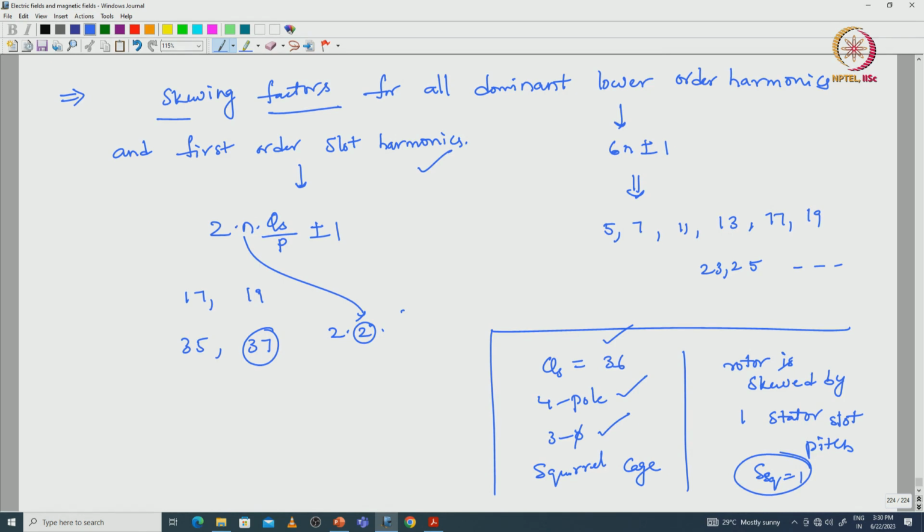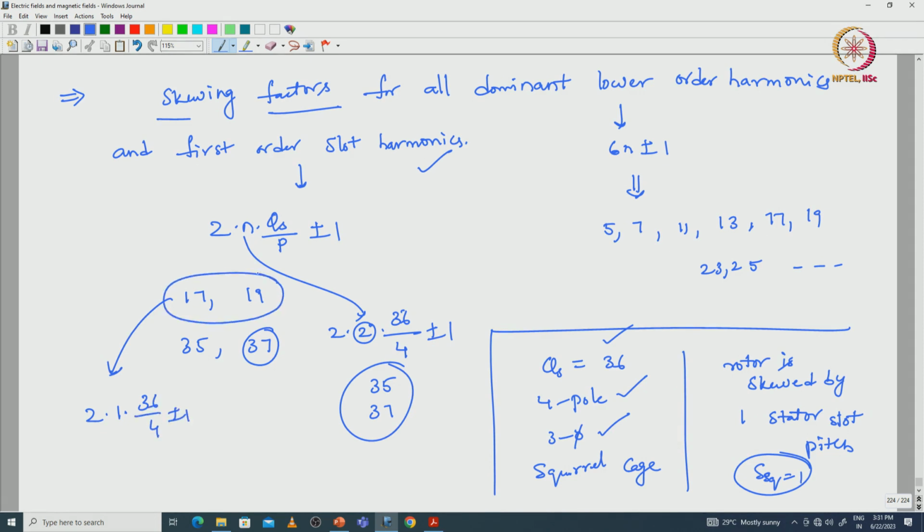slot harmonics. So, here substitute the QS value 36 by number of poles 4 plus or minus 1, then it will result in 35 and 37. If I substitute n equals 1, then it will result in 2 into 1 into 36 by 4 plus or minus 1. The first order dominant slot harmonics are 17 and 19, second order dominant slot harmonics are 35 and 37, and all lower order spatial harmonics are 6n plus or minus 1: 5, 7, 11, 13, 17, 19 and so on. All 6n plus or minus 1 we can see here.